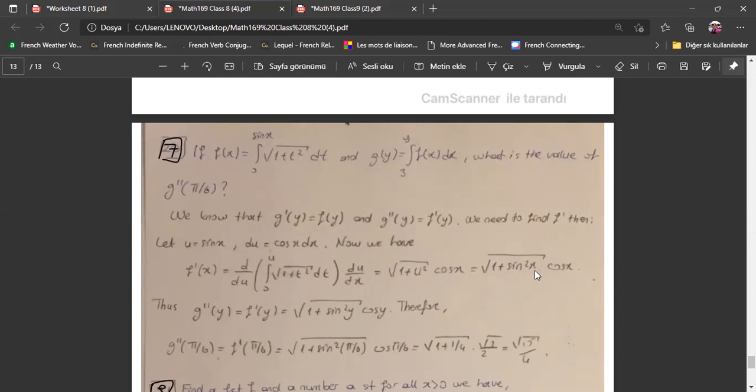This is f prime of x, okay? G double prime was equal to f prime of y, so we just plug x equals to y there, which is this. So g double prime is equal to this function. We just plug y equals to pi over 6 to get this value, right? So f prime of pi over 6 is equal to that, and you know the rest. You know the values of these functions, okay? The rest is easy.